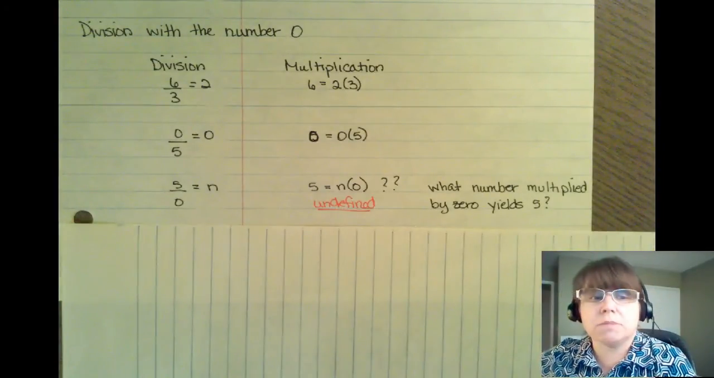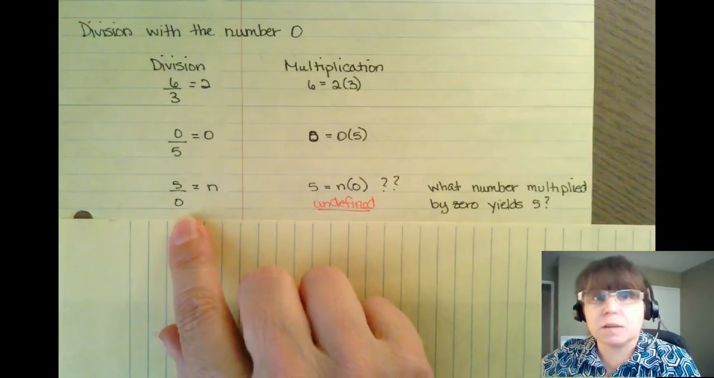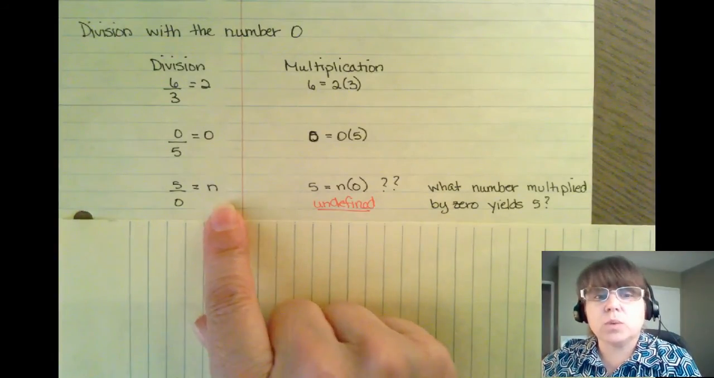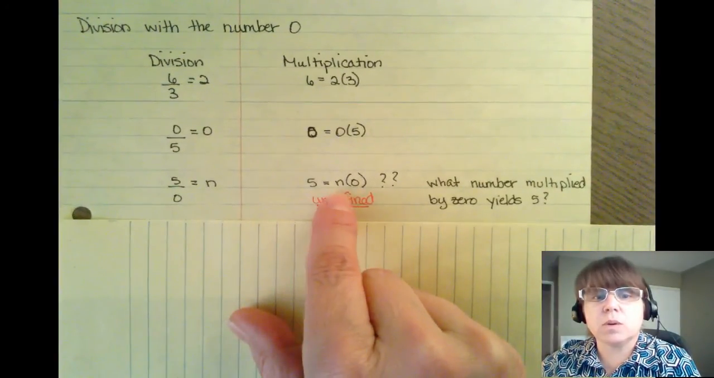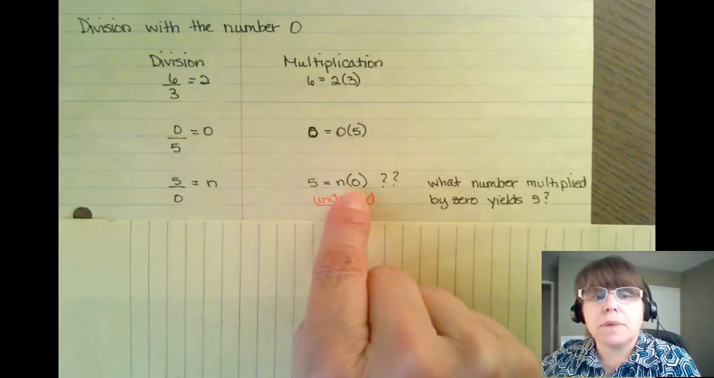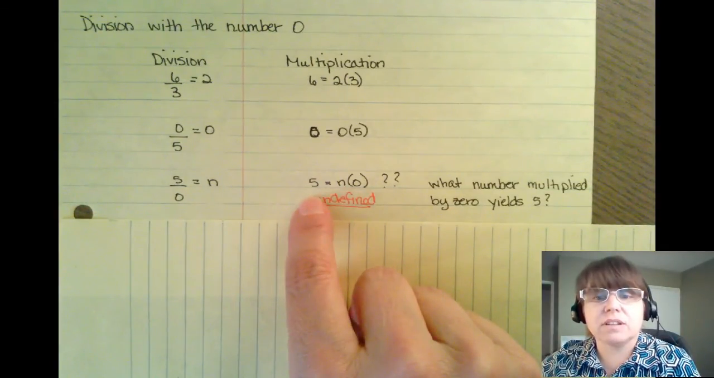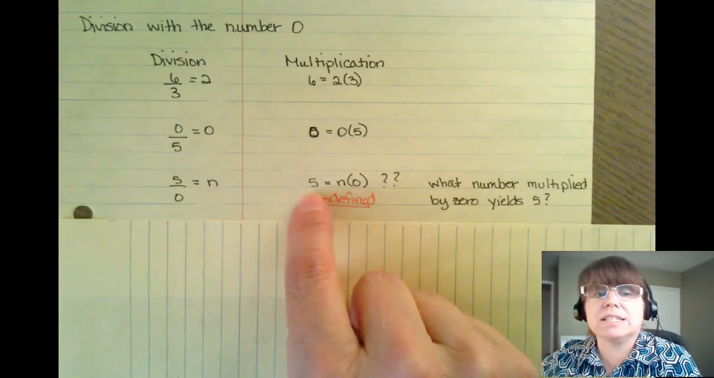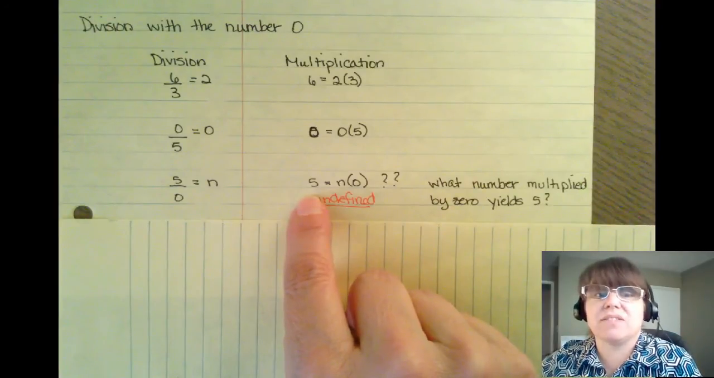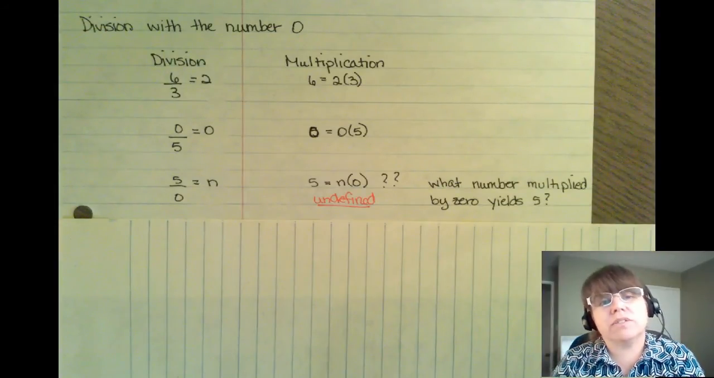Here's where we run into the problem. Let's say we don't know what 5 divided by 0 is. I'm just going to call that n. And when we rewrite it in multiplication, the numerator equals the result times the denominator. But what number can I multiply by 0 to get to 5? Nothing, because remember, our rule is anything times 0 is 0, so I can't get to 5. So instead of saying, oops, that's a no-no, we're going to call it undefined.